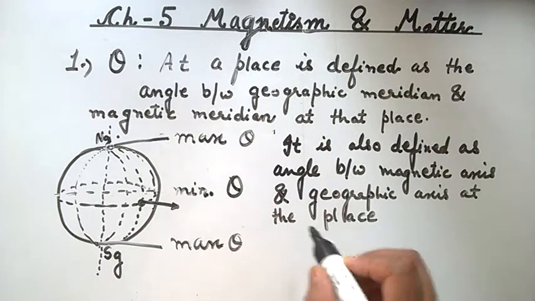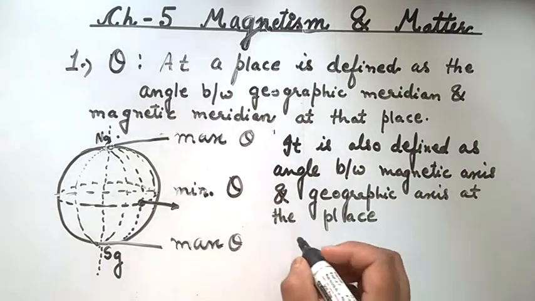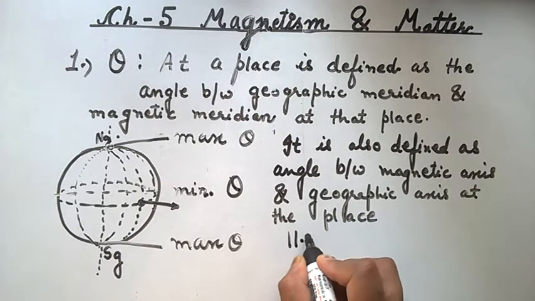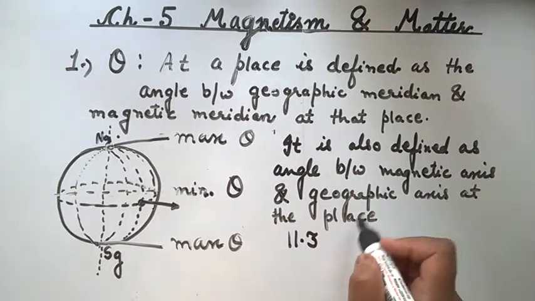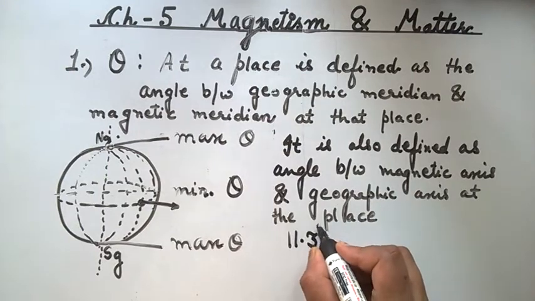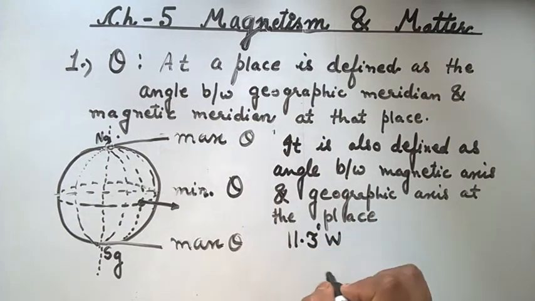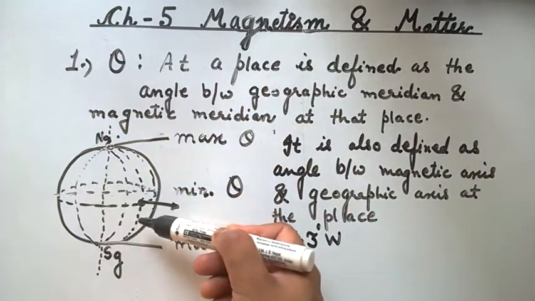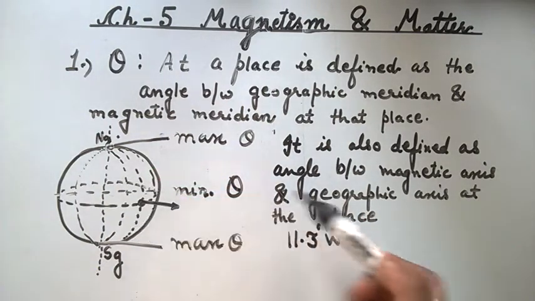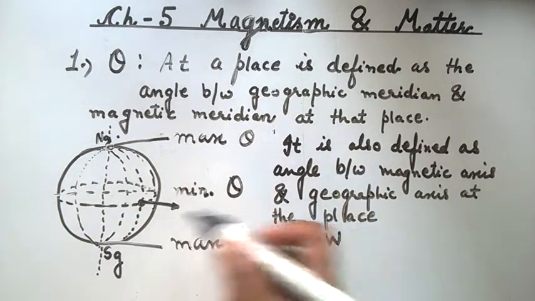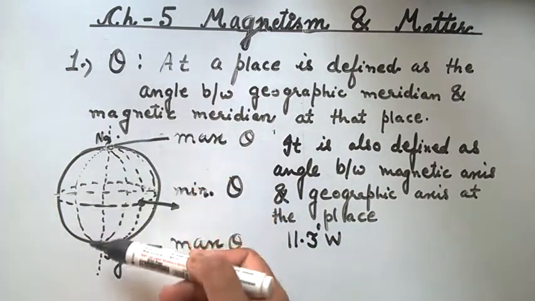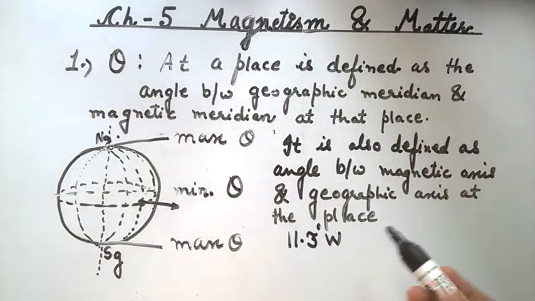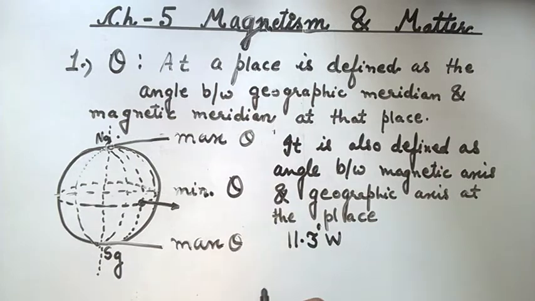What we have studied in Earth's magnetism is that the approximate angle between geographic axis and magnetic axis is 11.3 degree west at the given place. The magnetic axis is from the imaginary magnet, and the geographic axis is passing through geographic north and south pole. It gives 11.3 degree west.